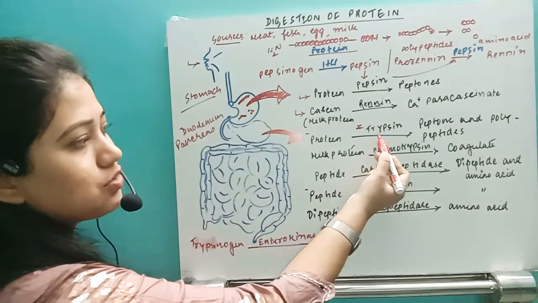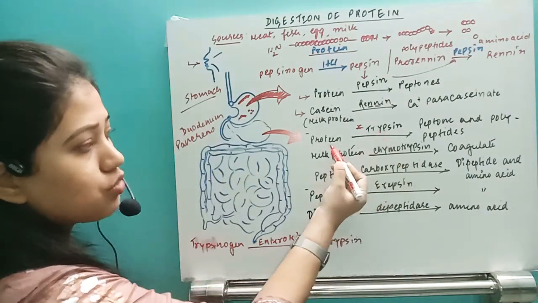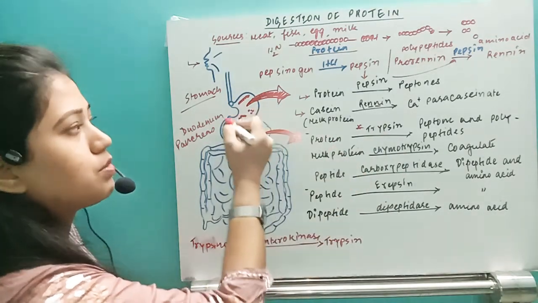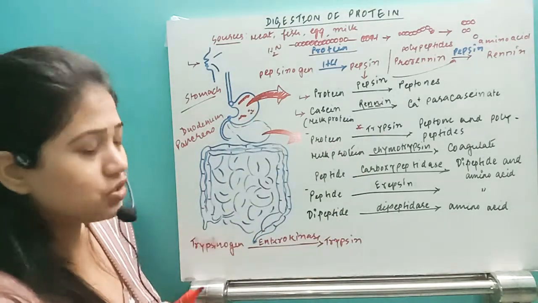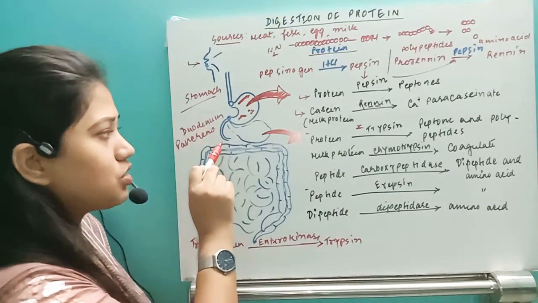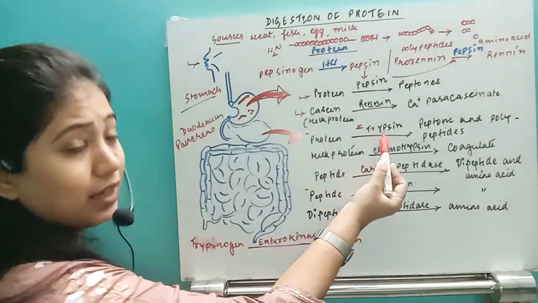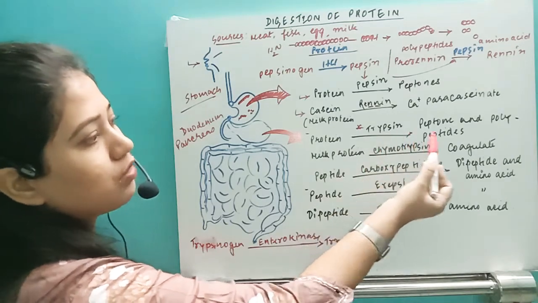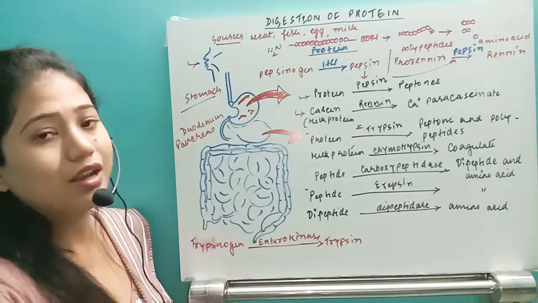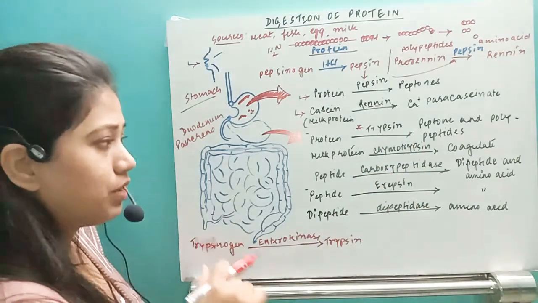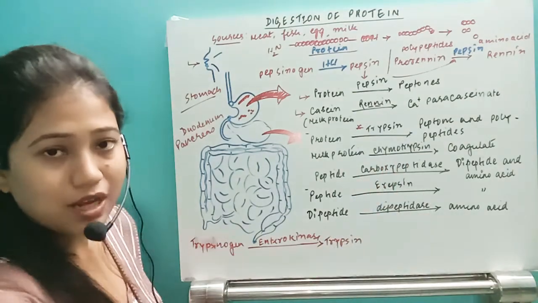Okay, so this trypsin will act on the protein, because 100% protein digestion will not occur in the region of the stomach, it will reach the region of the duodenum. So the protein will be acted upon by the activated trypsin to convert into peptones and the other polypeptides. Now after that, this chymotrypsin, have you seen?